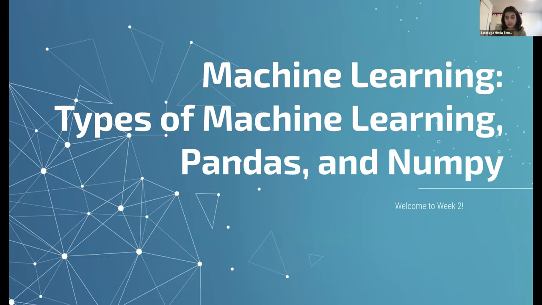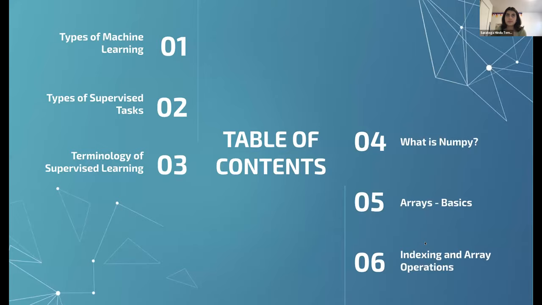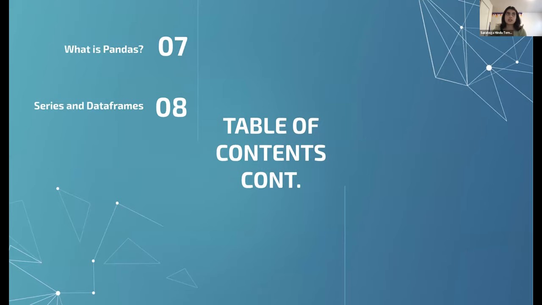Welcome to week 2 of machine learning. Today we have quite a lot to talk about. We're gonna go over types of machine learning, and pandas and NumPy. So this is our table of contents. First we'll start off with types of machine learning, and then we'll go into types of supervised tasks, which will include classification versus regression. And then we'll do some terminology of supervised learning. And then we'll go into NumPy, and we'll do arrays and indexing and array operations. And then we'll also go into pandas, and we'll do some series and data frames.